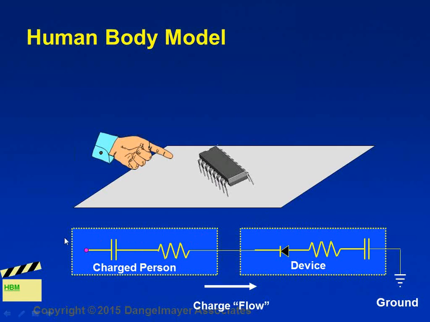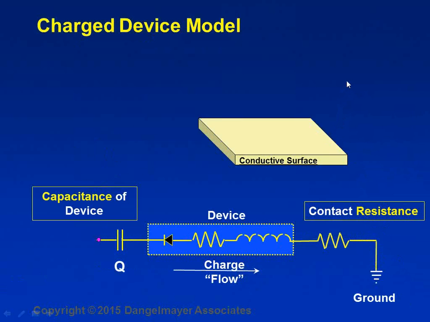This sketch or schematic at the bottom illustrates the concept of the person becoming charged and the charge flow going from the person to and through the device to ground. This is the charge device model, and it is what it sounds like. It replicates the device becoming charged and then discharging to a conductive surface, as you'll see in this animation.